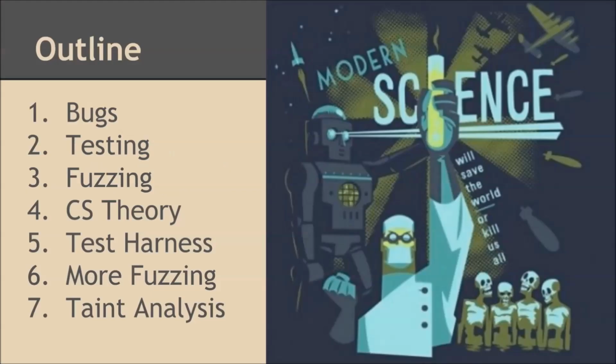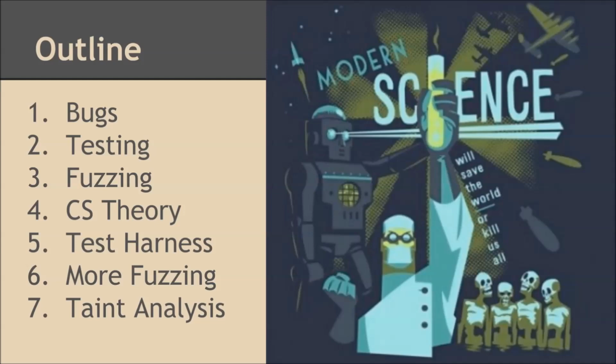And for the outline of this lecture, we're going to go over bugs, we're going to go over testing, we're going to go over fuzzing and what it is, and some theory behind it, and then the basics of dynamic testing, more fuzzing topics, and taint analysis, and recent publications in the field.